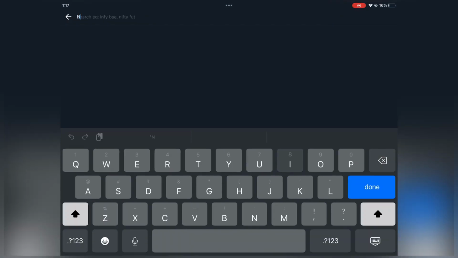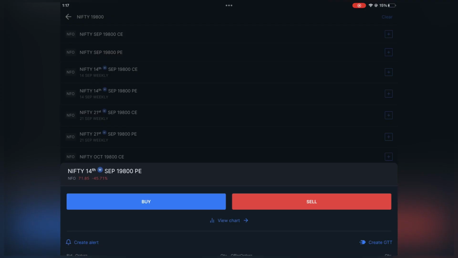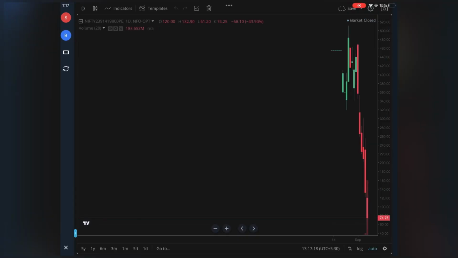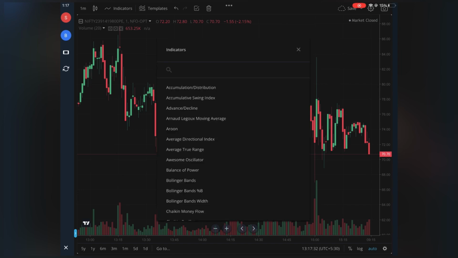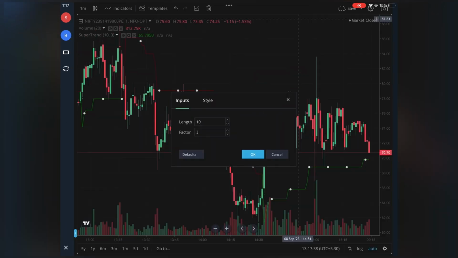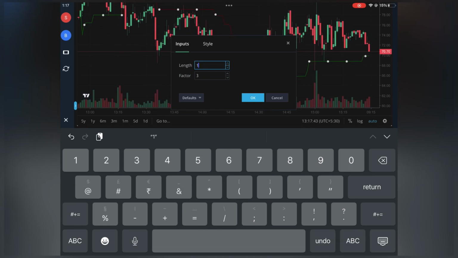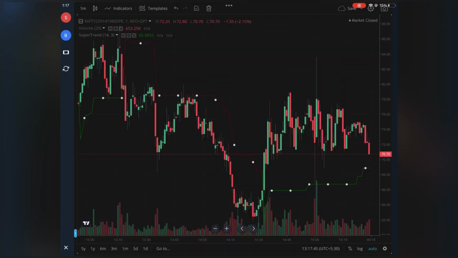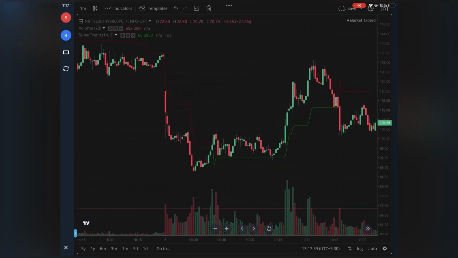So for this first signal, let's take the Nifty 19,800 put. Let's go to the chart. Time frame should be 1 minute here. There the time frame was 3 minutes. Here the time frame should be 1 minute. Search in the indicators for Supertrend, apply it to the chart, and change the settings to 14 and 3. The defaults can be anything, you change it to 14 and 3. So now you can see the Supertrend is applied here.